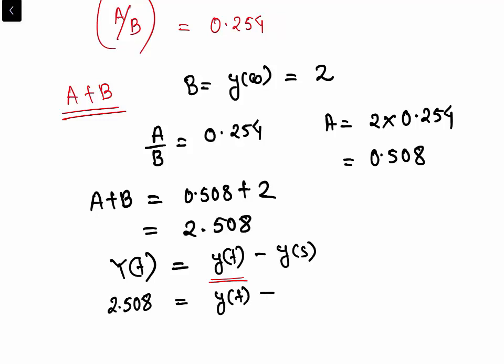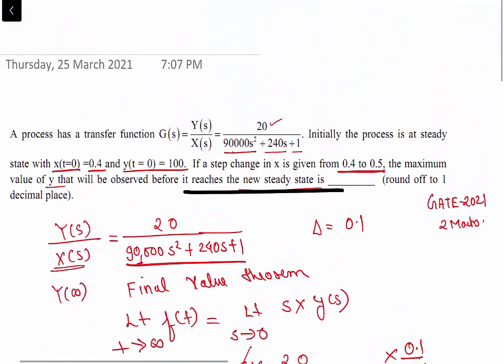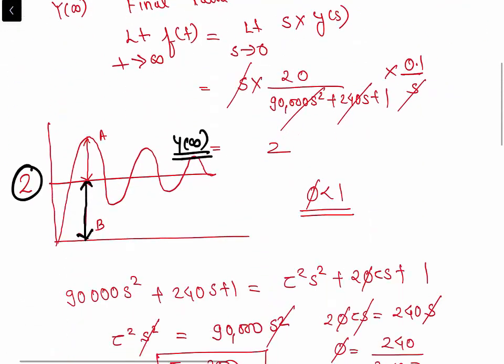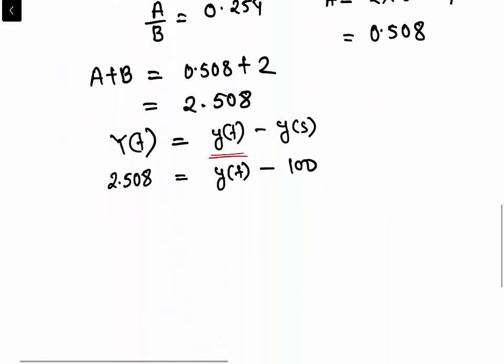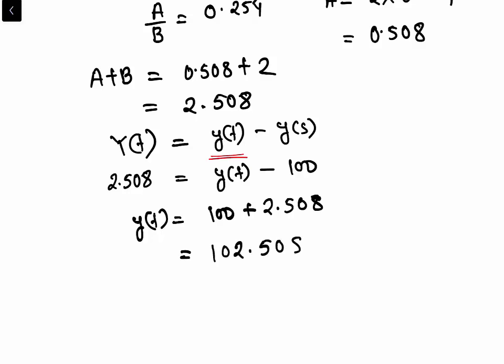We want to calculate y of steady state. It is given 100 in the question. If you see the question, every piece of data is given. Okay, all the data is given, we just have to apply it logically. So y of t is given, that is the new steady state is 100 plus 2.508, so the answer will be 102.508. So this is the answer.